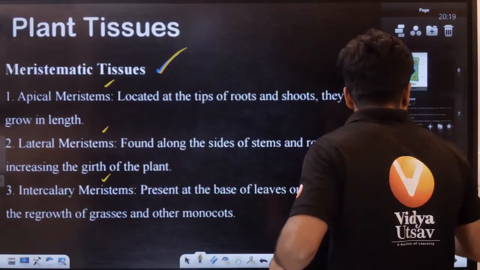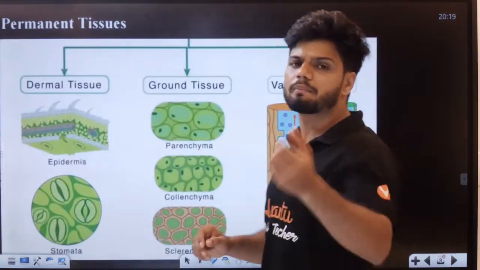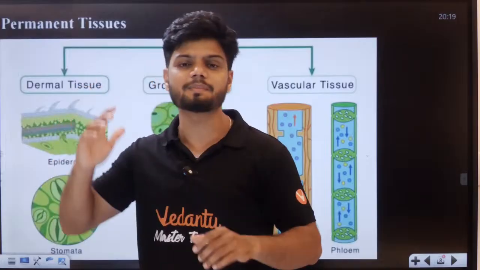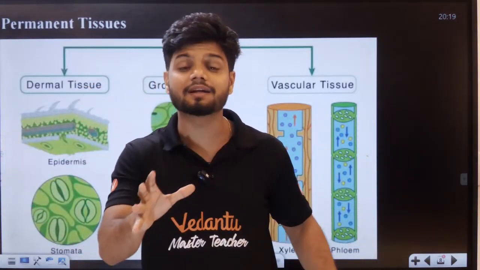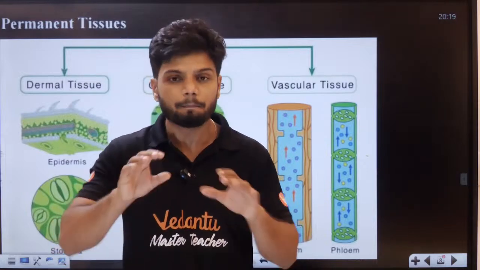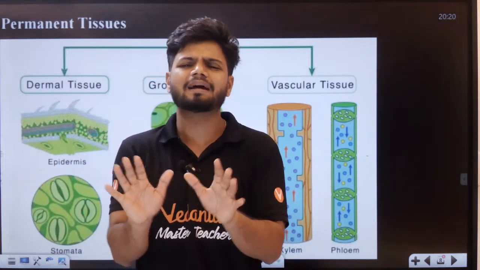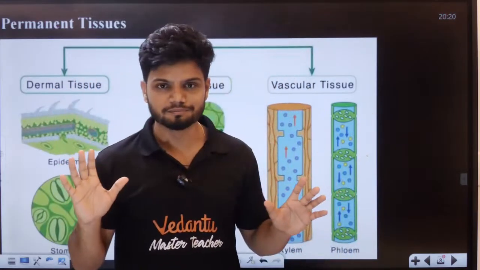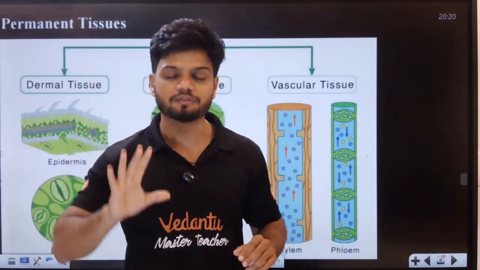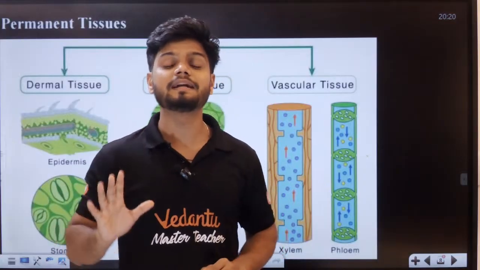Now, students, what about permanent tissue? That is meristematic, they are dividing cells. The other type of cells are called permanent cells. Permanent cells do not divide. They are like, I am done, I have a government job, I don't want to do anything, I want to chill. They don't want to divide any further. Those are called permanent tissue.